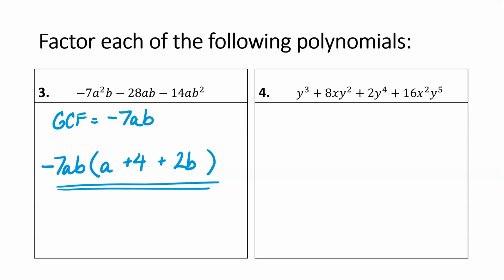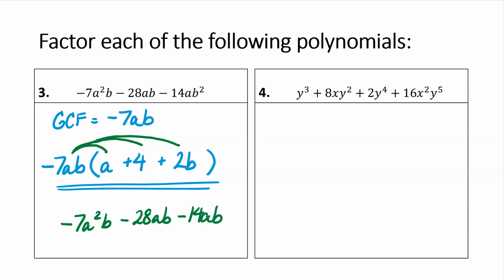And again, you can always check this. You can always do the multiplication itself. Negative 7ab times a is negative 7a squared b. Negative 7ab times positive 4 is a negative 28ab. And negative 7ab multiplied by 2b, well, negative 7 times 2 is negative 14. There's an a, and b times b is b squared. And that is your original expression. So to be clear, what's in the green, that was just a test.